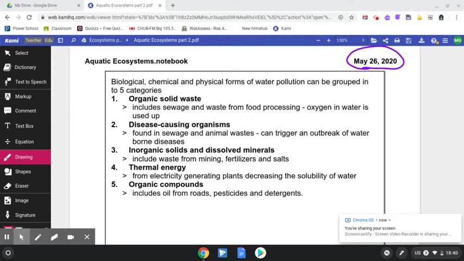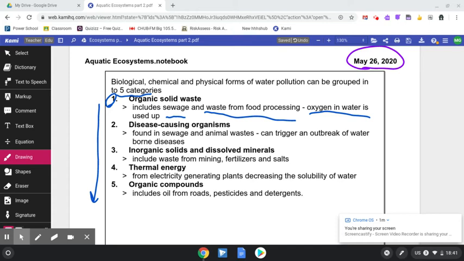All right, so we're going to talk about on this slide the 5 categories or 5 ways that water is polluted. Okay, most common down to still important, but the least abundant or least common found. Number 1, we have the organic solid waste, and this is sewer water or sewage waste from food processing plants, etc. This uses up the oxygen in the water, which causes living things in the water to die because of that. Okay, number 1, organic solid waste.